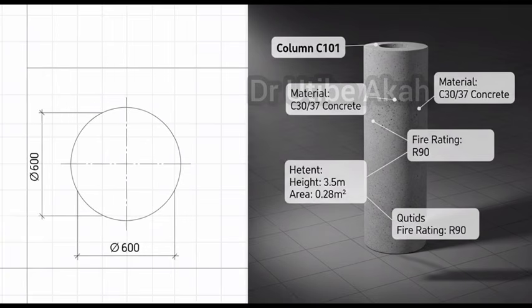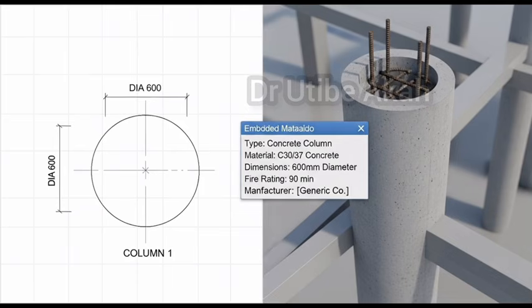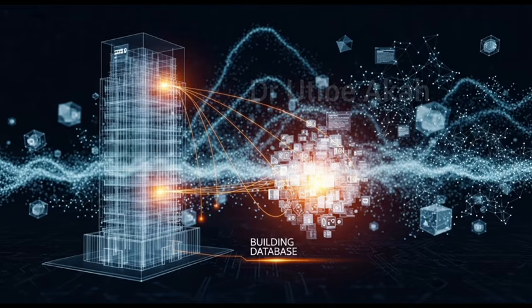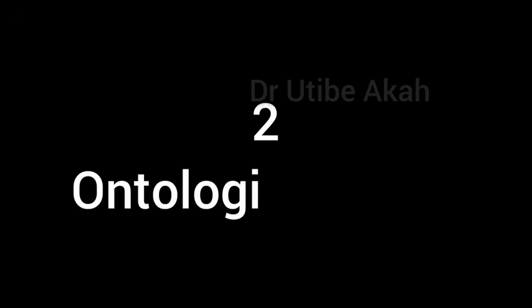In traditional CAD, computer-aided design, if I draw a circle, the computer sees a set of coordinates, x, y, and a radius, r. It has no idea that circle is a column. In BIM, that object knows it is a grade 3 reinforced concrete column. It knows its cost per cubic meter, its fire rating, and its manufacturer. When we talk about the nature of BIM, we are talking about a database that happens to have a 3D interface.